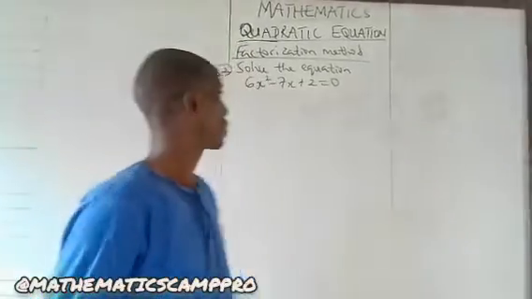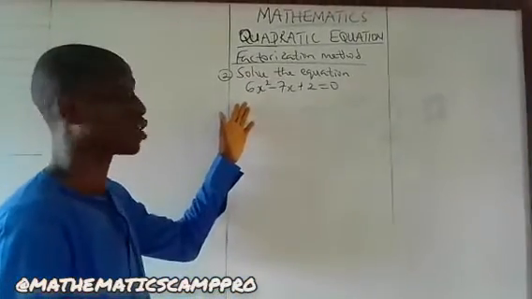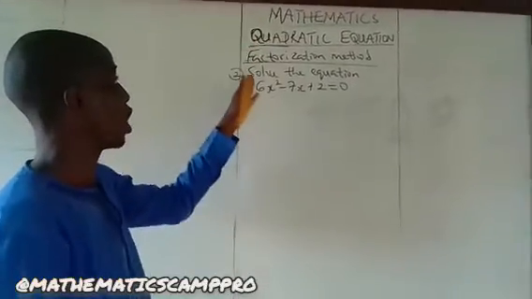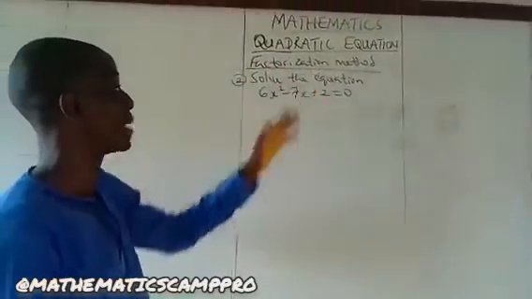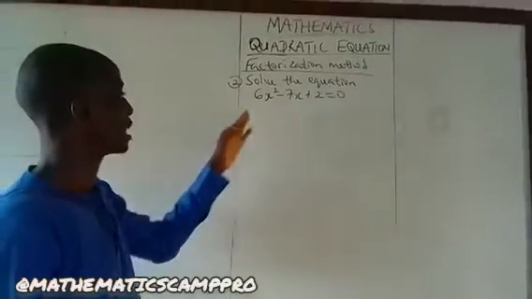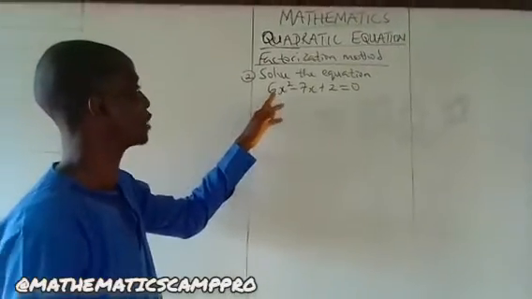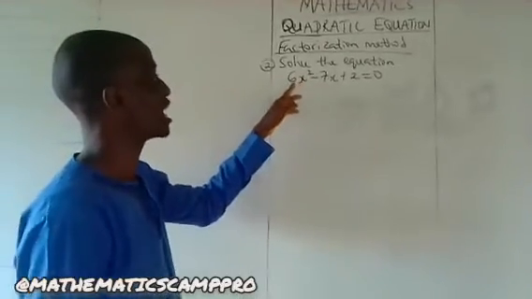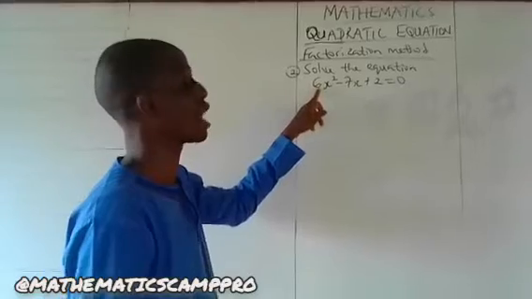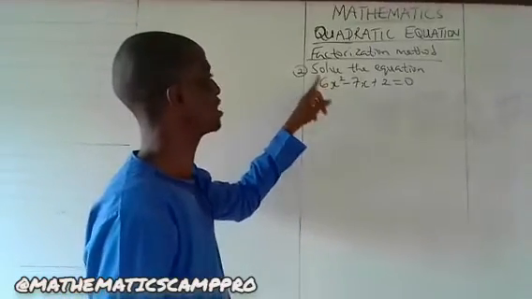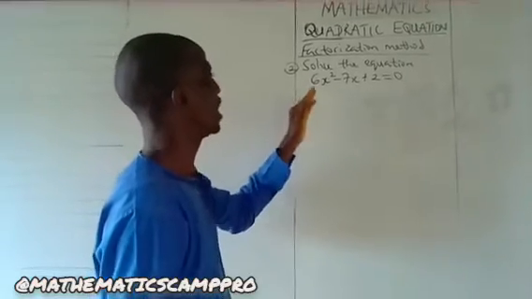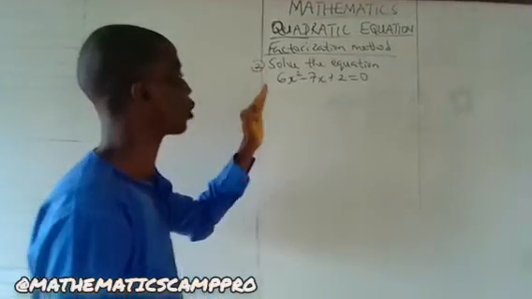Viewers at home, I hope you are still with me, connected. Now we are looking at another example under the factorization method. If you look at it now, the coefficient attached to the highest degree of the unknown, which is x squared, is now a number that is greater than 1. It is the same concept that you are going to use in solving by the factorization method.